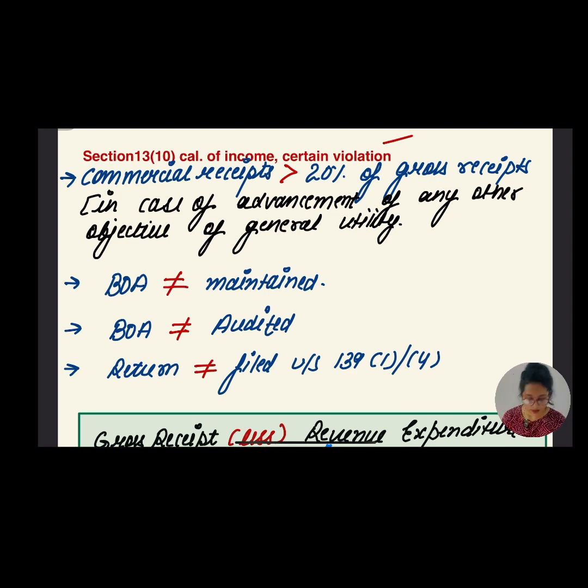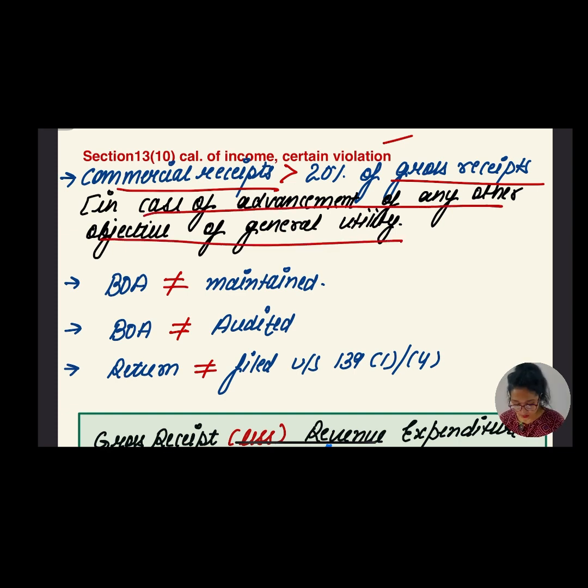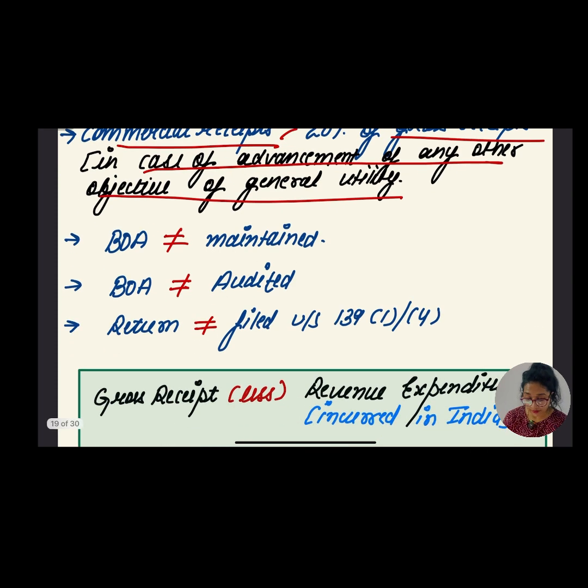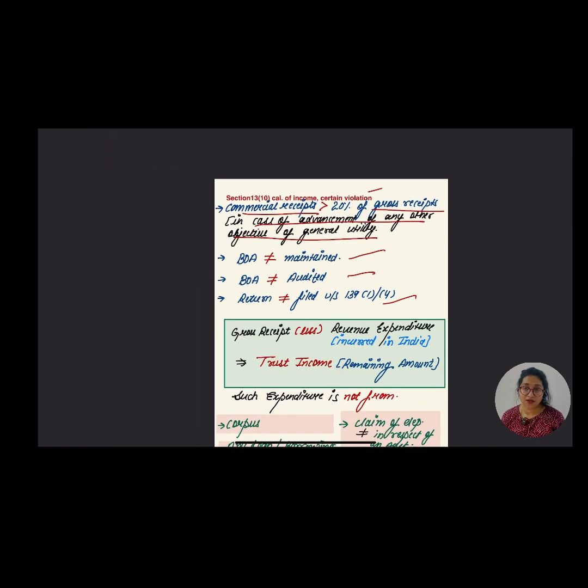Okay, we are going for this. So the commercial receipt exceeds 20% of the gross receipt. If that exceeds, in case of advancement of any other objective of general utility, this means they are violating that rule. If the books of accounts are not maintained, and the books of account are not audited, and the return was not filed under section 139 subsection 1 and subsection 4, in that case the violation is going to happen.